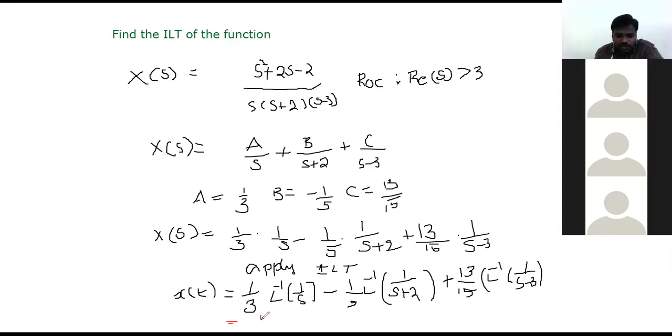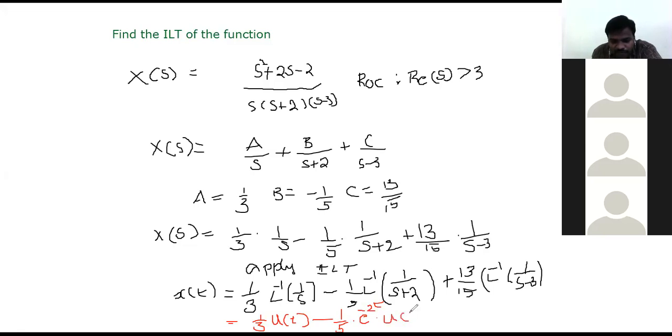So you will get 1 by 3 into the inverse Laplace transform of 1 by s. I think you will get u of t. So u of t minus 1 by 5 into e power minus 2t into u of t.